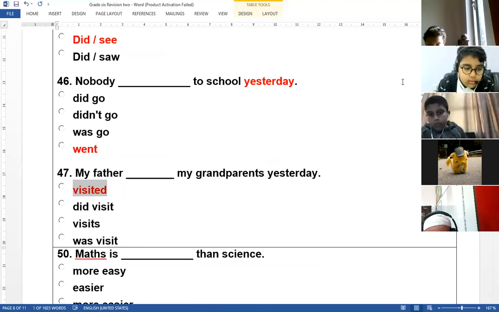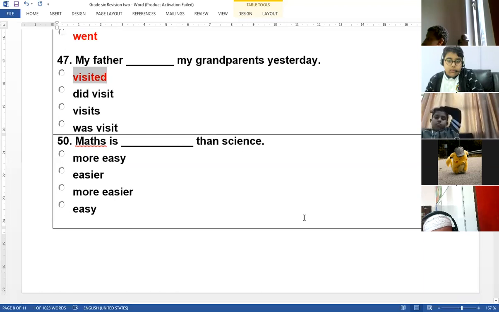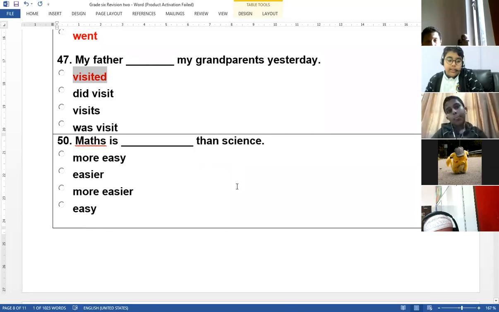Abdulrahman, after him, Abdullah Al-Jalahma. Abdullah Al-Jalahma, are you ready for the adjectives? Yes, teacher, I'm ready. Now start. Math is easier than science. Second one, right. Okay, the next one.